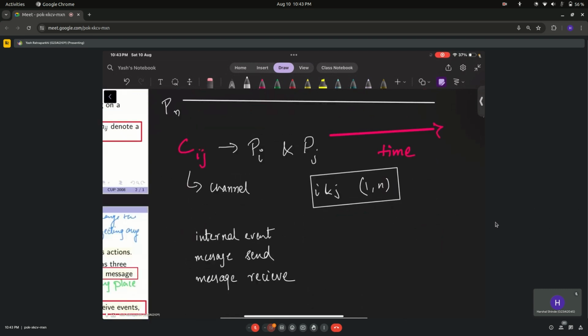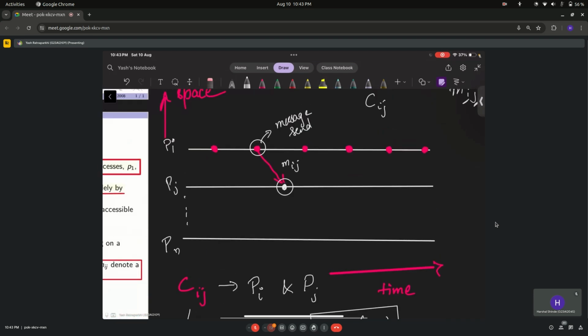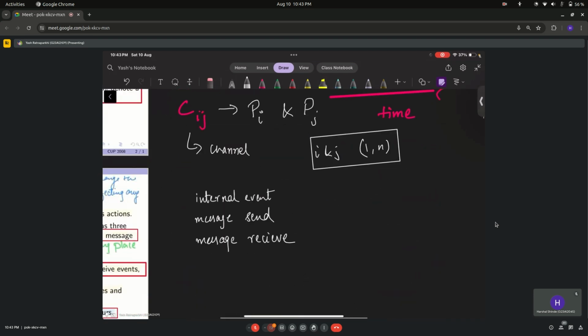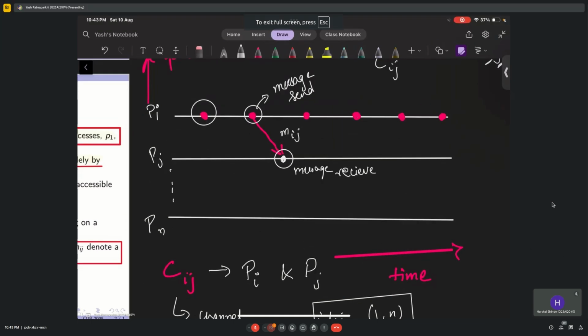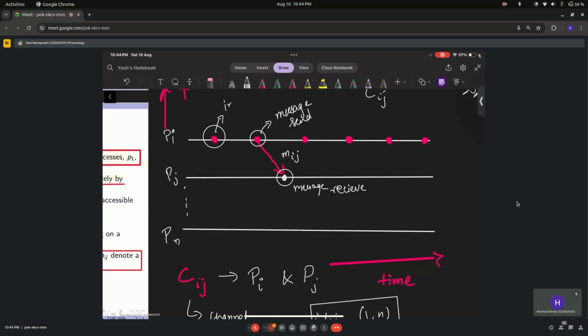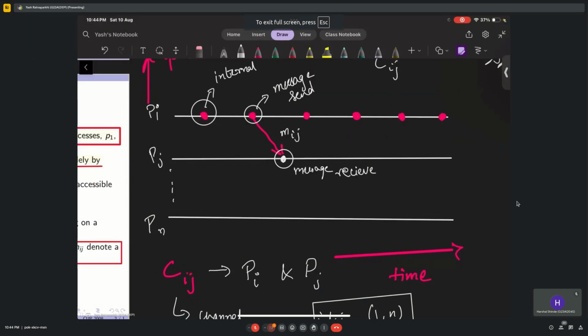So what this second node is doing is basically message receive. Since this is message send, the second one will be message receive. So these two types of events are happening, and this is an independent event, meaning it is not taking part in either sending or receiving. So this is called the internal event. An internal event helps in the execution of a process without interacting with any other process.